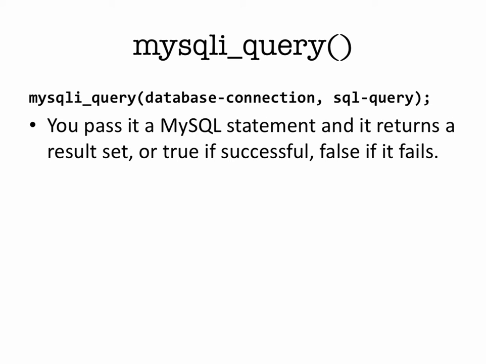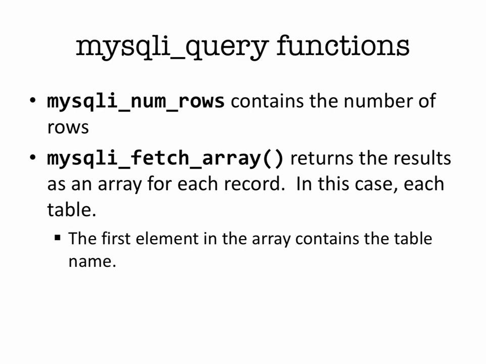Some other functions that we'll use include the MySQL num rows, which will tell us how many rows are affected, and the MySQL fetch array. So when we make a request to the database to select something and it returns a value, it's going to return it to us in the form of an array. And then we can loop through that array.